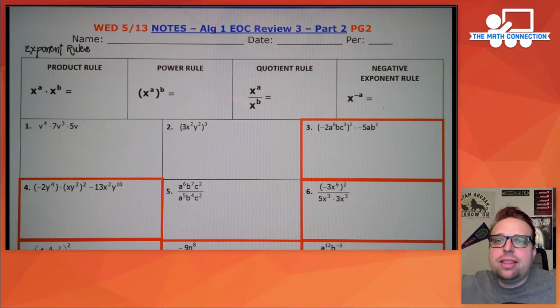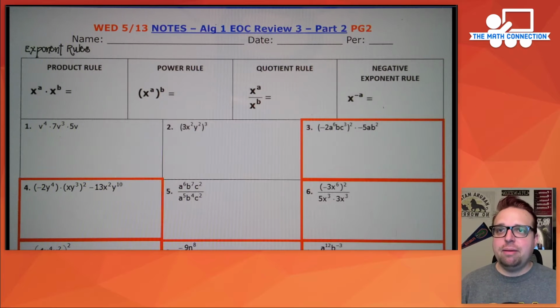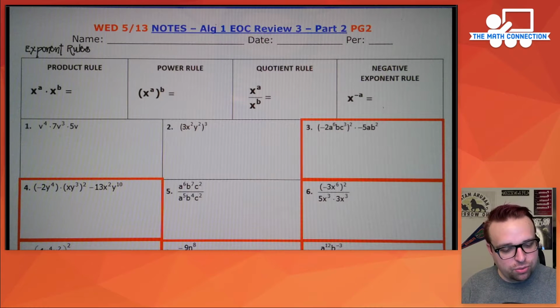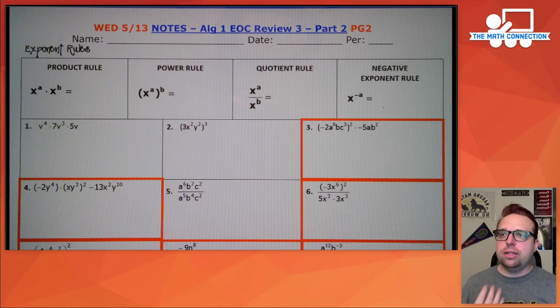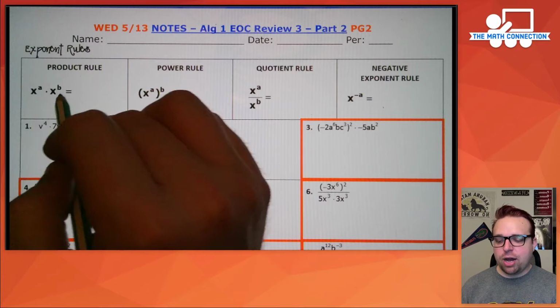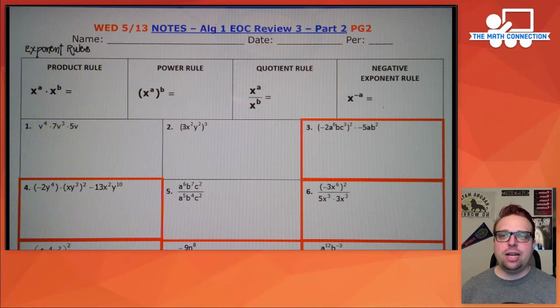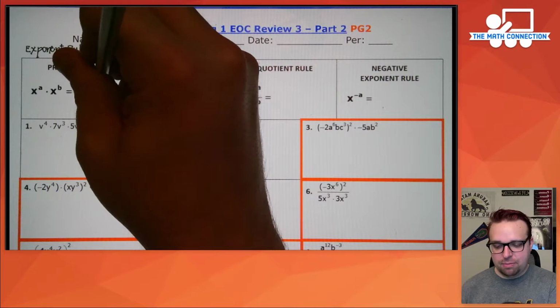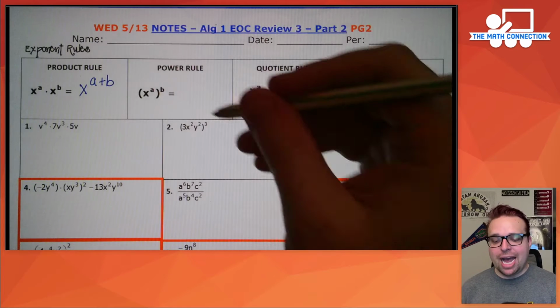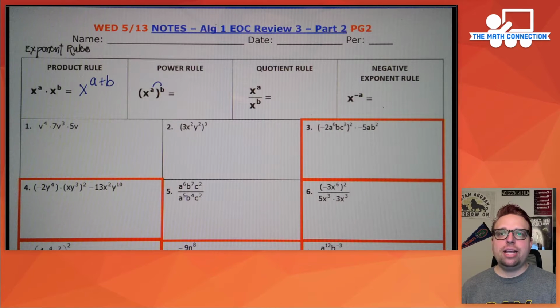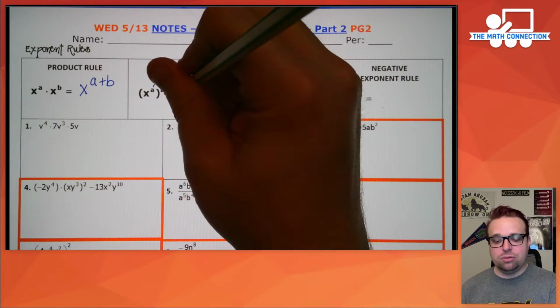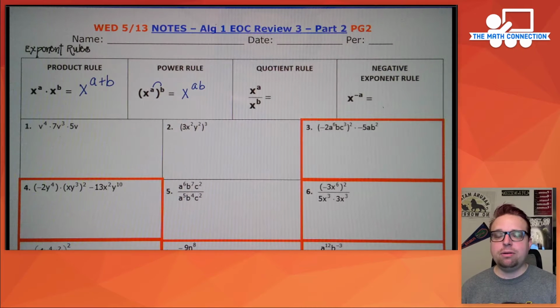Okay, exponent rules. I think we did a review on that pretty recently, if I'm not mistaken. Let's grab a drawing tool here. Let's do blue because we like blue. Okay, let's refresh ourselves on what these rules are. When you have a product rule, the same base and different exponents, what do you do with the exponents? You add them. So this will be x to the a plus b power. When you have a power rule, you have to distribute. That's one way to think about it, like distributing. This power goes to everything inside the parentheses and you multiply. So this will be x to the a times b power.